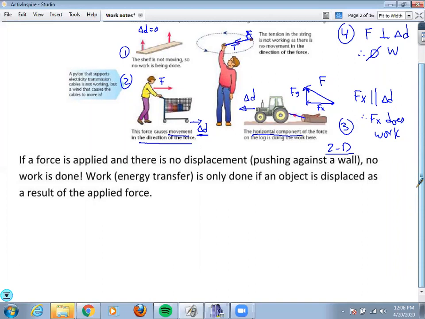So again, very important point. If a force is applied and there is no displacement, there's no work being done. So work can only be done if the object moves. The object is displaced, the object moves.